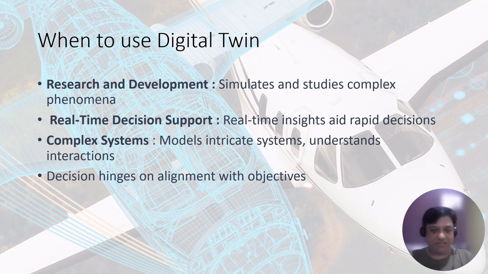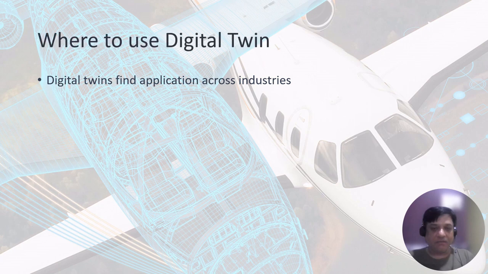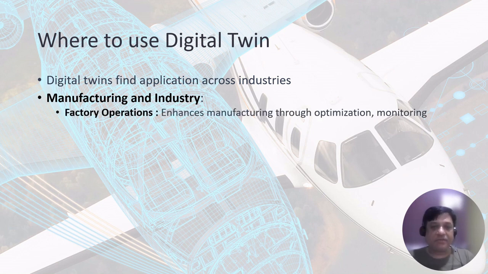So then we'll see now where to use digital twin. The digital twins can be used in a wide range of industries and applications, as we are continuously seeing here. Some commonly employed places are, first, manufacturing and industry, in which factory operations help optimize manufacturing processes, monitor equipment health, and streamline production lines.